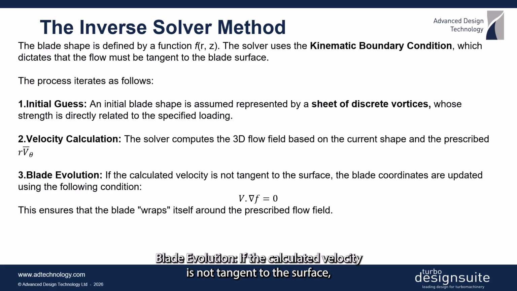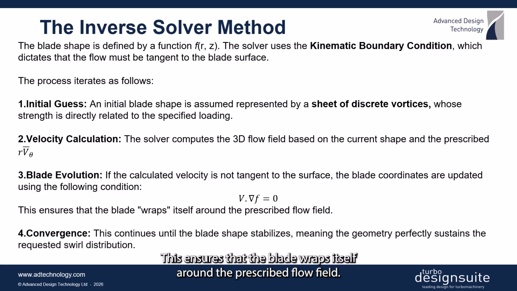Blade evolution: if the calculated velocity is not tangent to the surface, the blade coordinates are updated. This ensures that the blade wraps itself around the prescribed flow field. Convergence: this continues until the blade shape stabilizes, meaning the geometry perfectly sustains the requested swirl distribution.